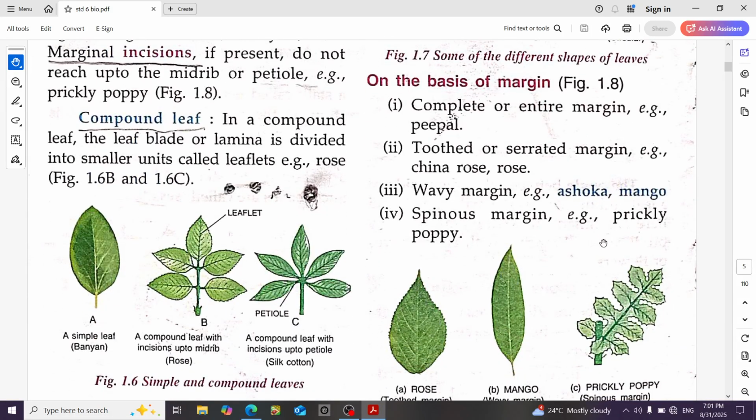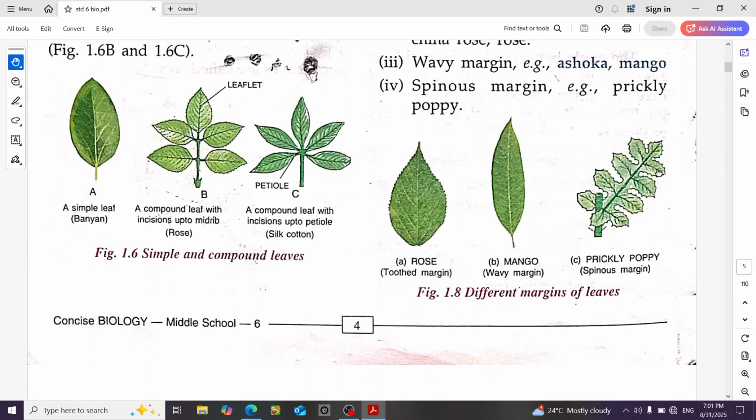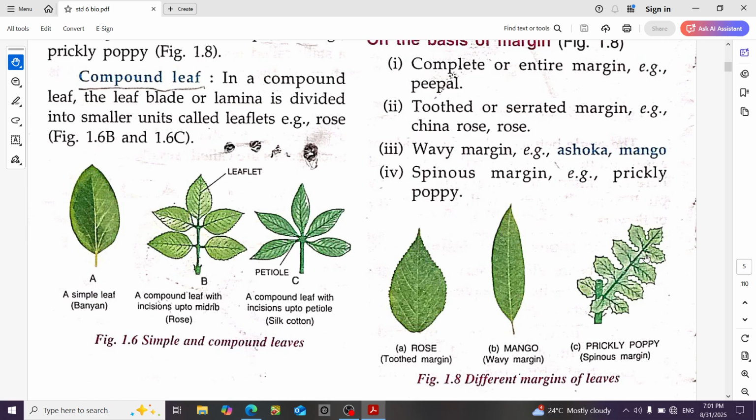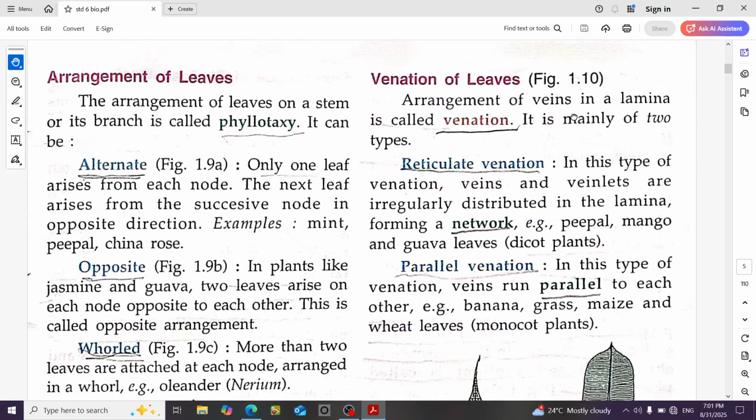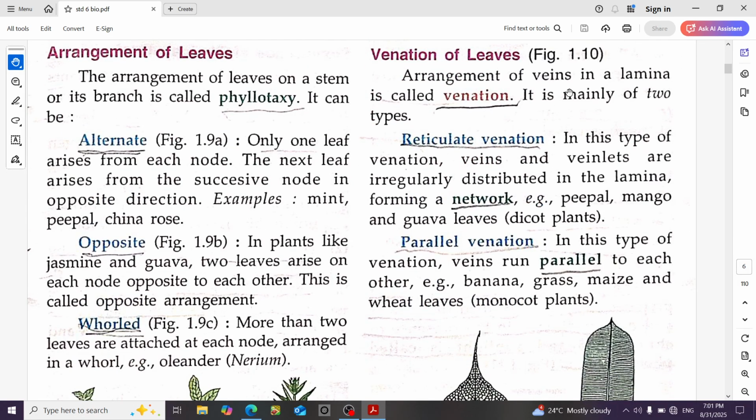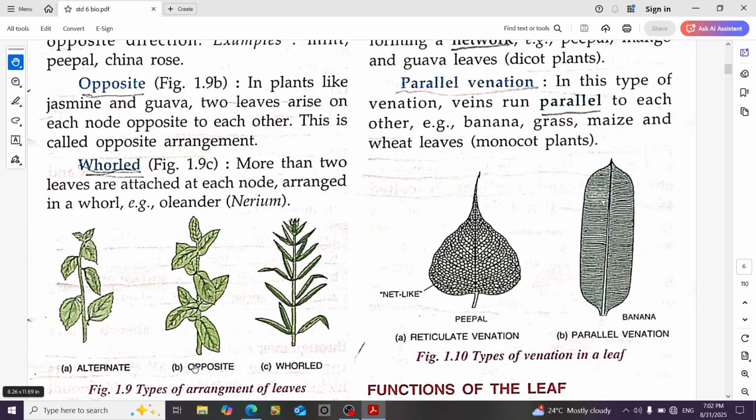On the basis of margin, it can be entire, toothed, that is serrated margin, wavy margin, and spinous margin. Look at the picture here. It clearly tells you toothed margin, wavy margin, spinous margin. Now, how is the arrangement of leaves? That is called phyllotaxy, the arrangement of leaves. If alternate, only one leaf arises from each node. The next leaf arises from the successive node in the opposite direction. It can be opposite, for example jasmine, guava, where two leaves arise at each node on opposite sides, or it can be whorled, more than two leaves attached at one node. You can see alternate, opposite, and whorled. Looking at the diagram, everything is very clear.